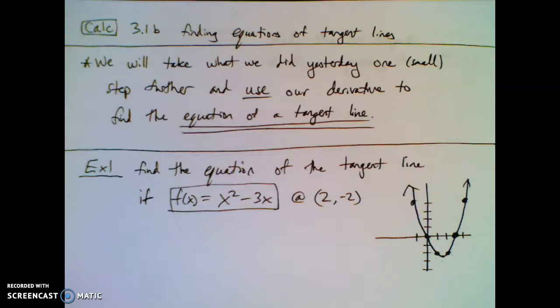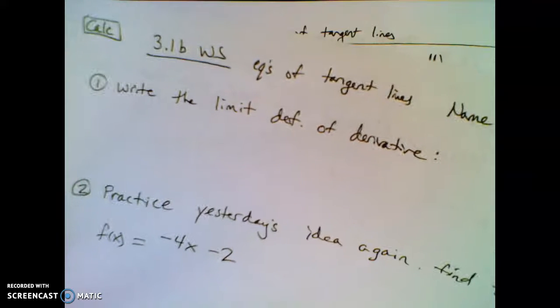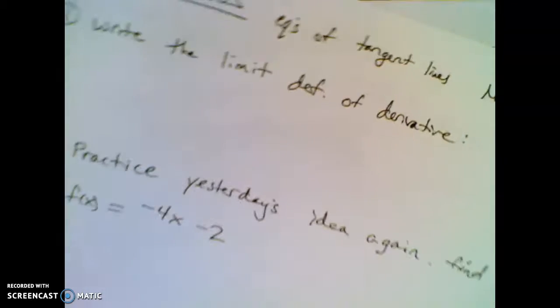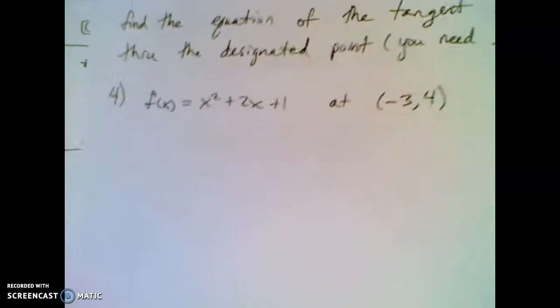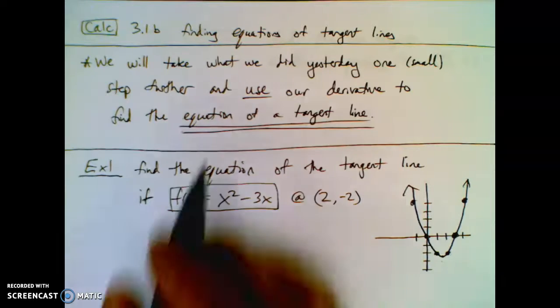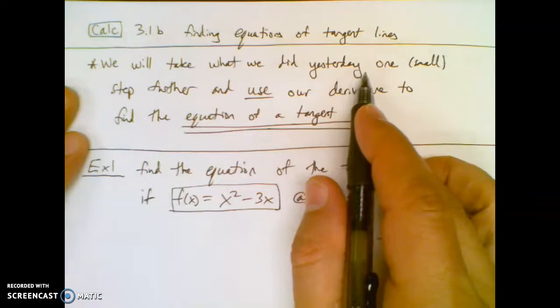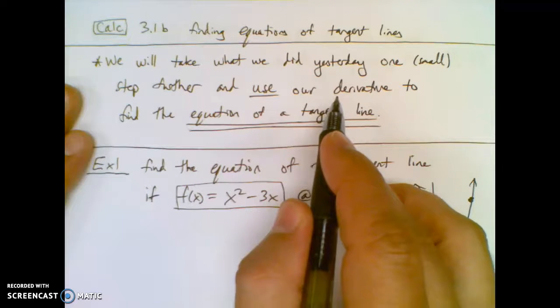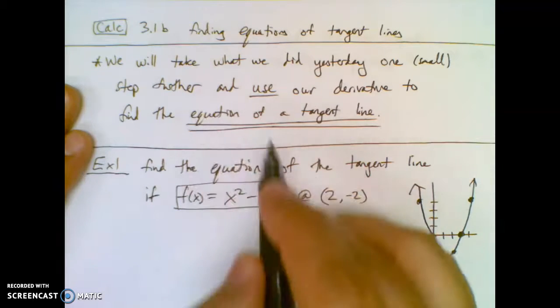Right, so this is an extension of what we were doing with the limit definition of derivative. This is 3.1b, and it goes with this homework worksheet that you already have, where the front page is just practicing the stuff we did on 3.1a, and the back is the new stuff. It is not really new, it is just an extension, so our first steps will be the same, that whole limit definition. But we're going to take what we did yesterday one small step further and use the derivative that we find as an answer to find the equation of a tangent line.